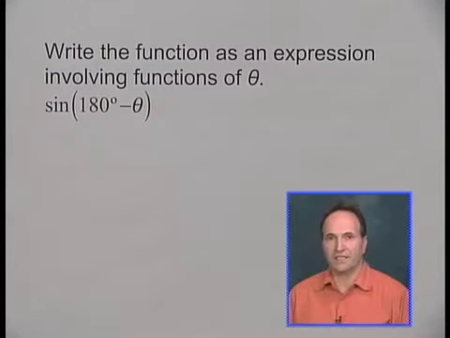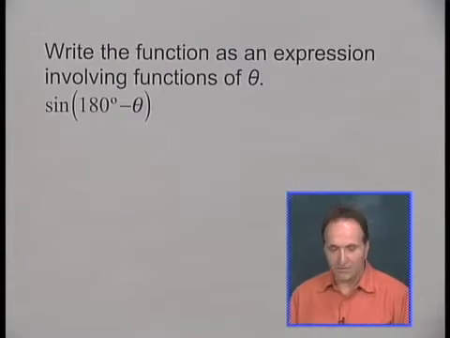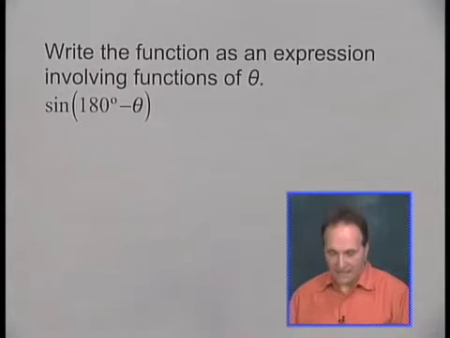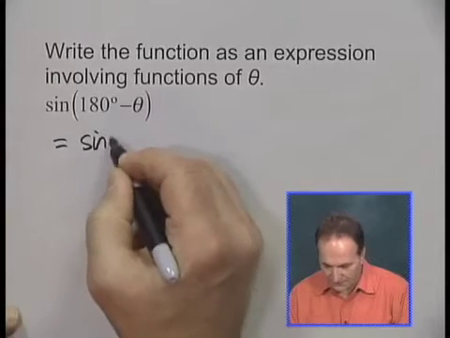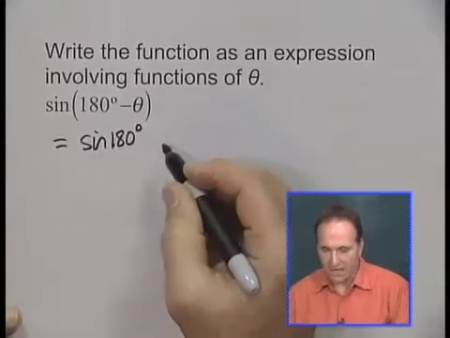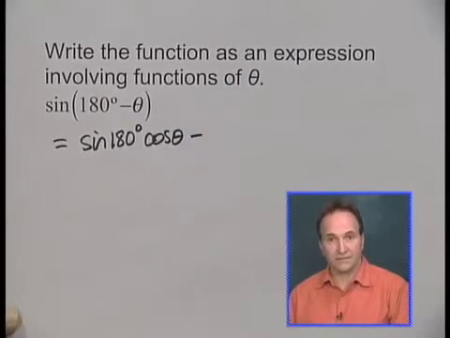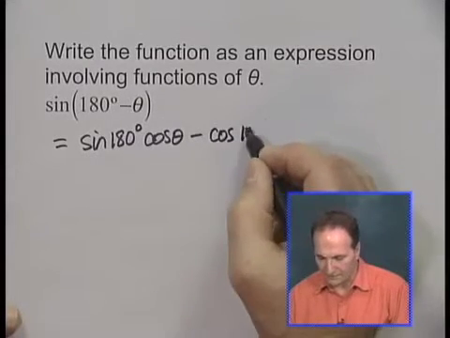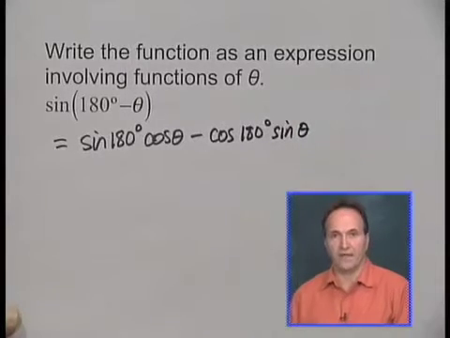Let's work another example in which we rewrite expressions. Write the function as an expression involving functions of theta, and we have sine of the quantity 180 degrees minus theta. We'll use the sine difference identity, and we'll write this as the sine of 180 degrees times the cosine of theta minus, then we'll have the cosine of 180 degrees times the sine of theta.